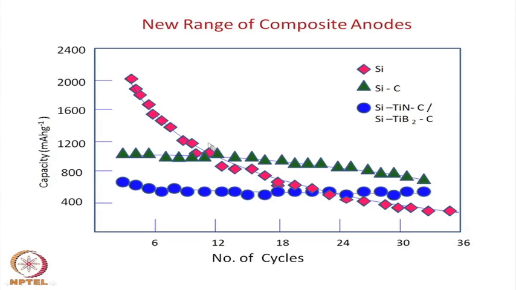So, pure silicon, although it has a very high binding energy and therefore a much better capacity, drops off very sharply with cycling, whereas these two materials, particularly the nano composites of silicon carbon, have a fairly stable capacity over a large number of cycles. Silicon titanium nitride carbon and silicon titanium diboride carbon also can be used for this purpose, and they have a lower capacity, but are stable with cycling.